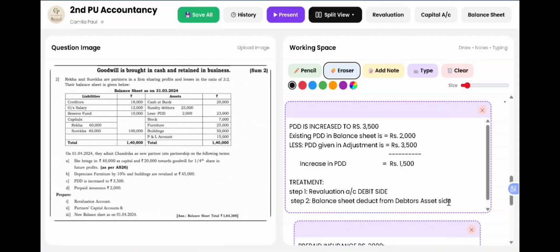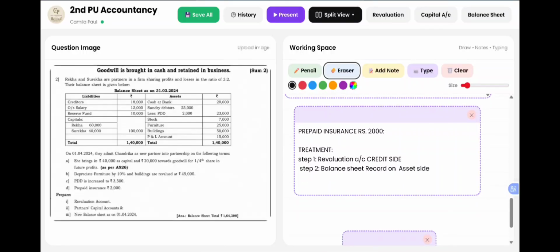Now the next adjustment we have is the prepaid insurance. Prepaid insurance is rupees 2,000. This prepaid insurance refers to the insurance which is paid in advance by the firm. So it is an expense which is paid in advance, which is not our expense now.